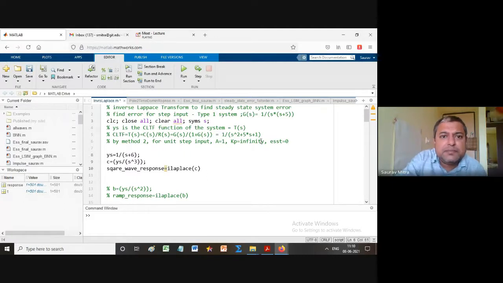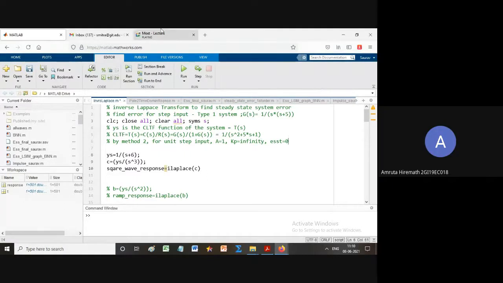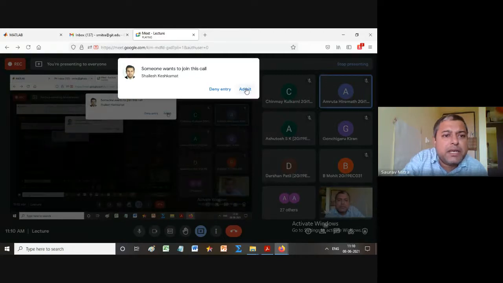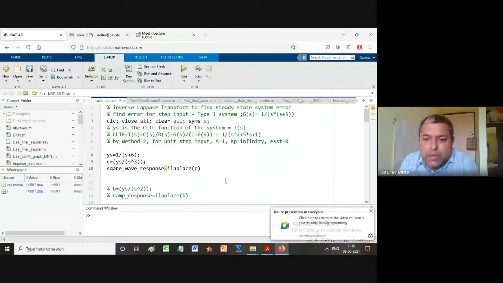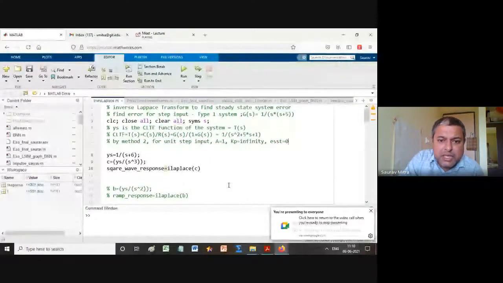Is it understandable? Yes, sir. Okay, because this is 1 by 1 plus Kp. So as Kp is equal to infinity, that means steady state error will be 0. Steady state error will be 0 means if we are giving input as unit step, output also will reach the unit step very perfectly. This I have to prove. So the output will go exactly to the unit step and stop there, because we are giving unit step.